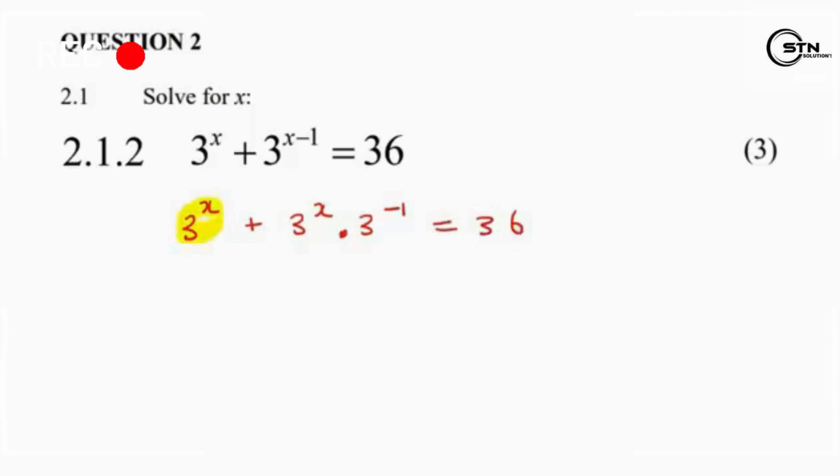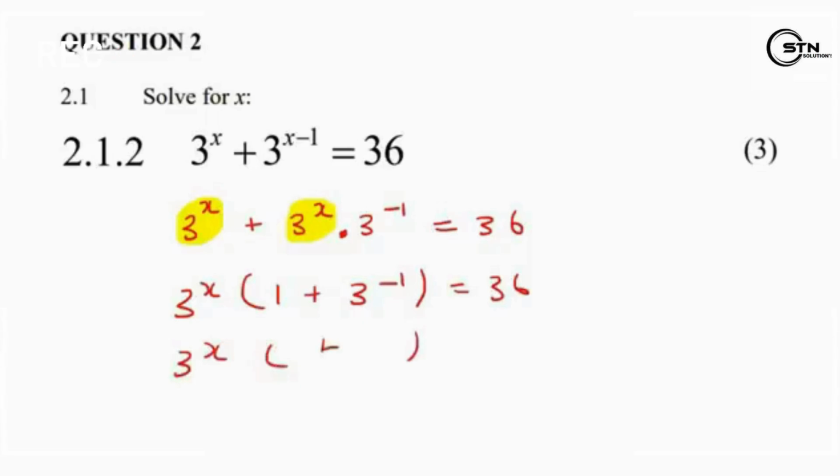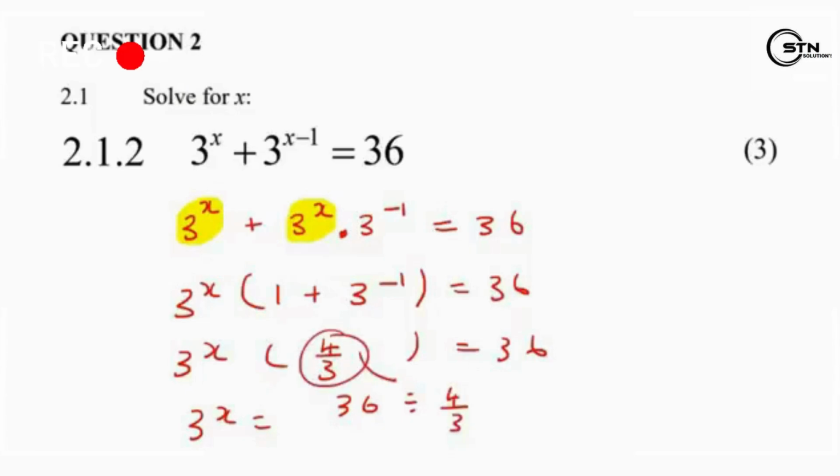Now can you see there's a common factor over here? Okay, so you're going to take out that common factor of 3^x, and then you'd be left with 1. Remember, if there's nothing here, you're still going to put a 1, plus 3 to the negative 1 equals 36. Now, this part in the bracket, you can just go ahead and type it on the calculator. It's going to be 4 over 3. And now we can divide by, so we can say 36 divided by 4 over 3 because we're taking this to the right-hand side. And so if you type that on the calculator, it'll be 27.